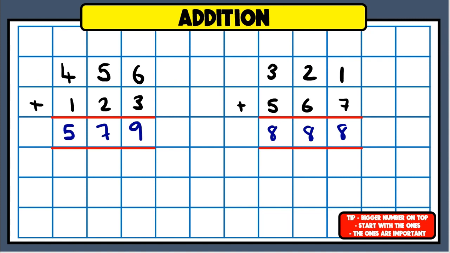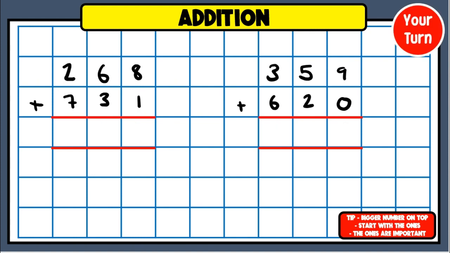Alright, remember we need our place value correct. 321, add 567, all the place value is exactly where it needs to be, and it's all in line in order, and it was easy for me to add up that way. Your turn now, have a look. We got 268, add 731. And then after that you can do 359, add 620. You can pause the video and we'll go through the answers when you're finished.